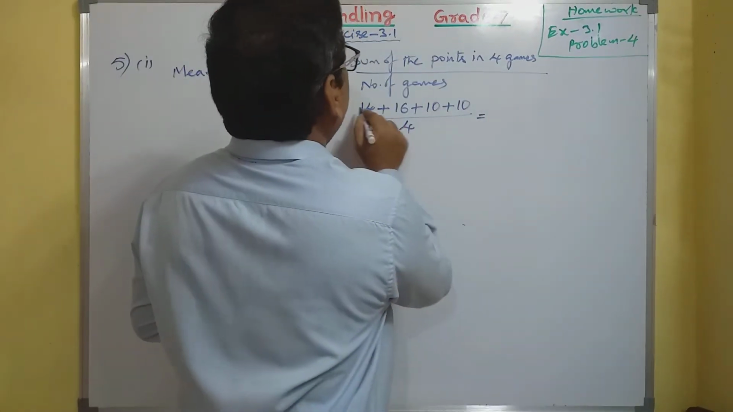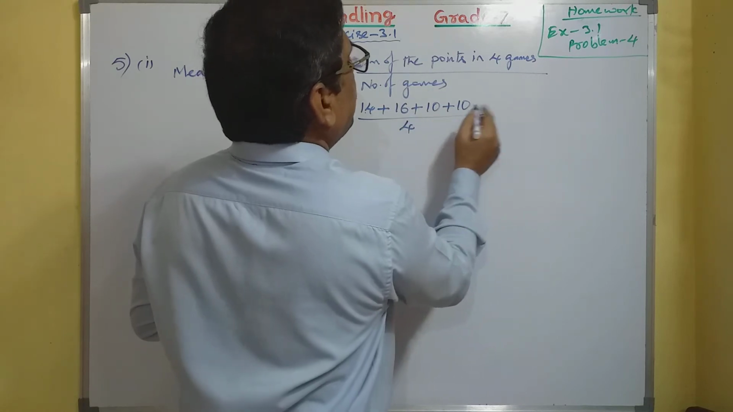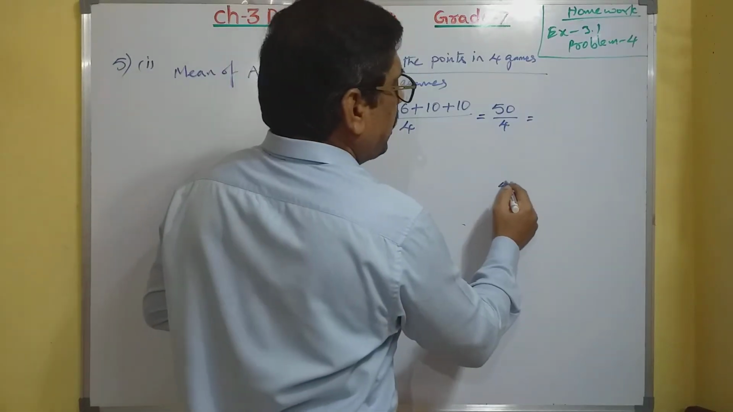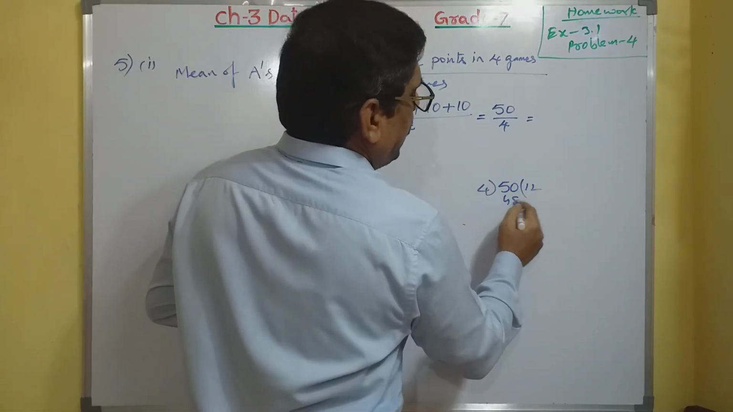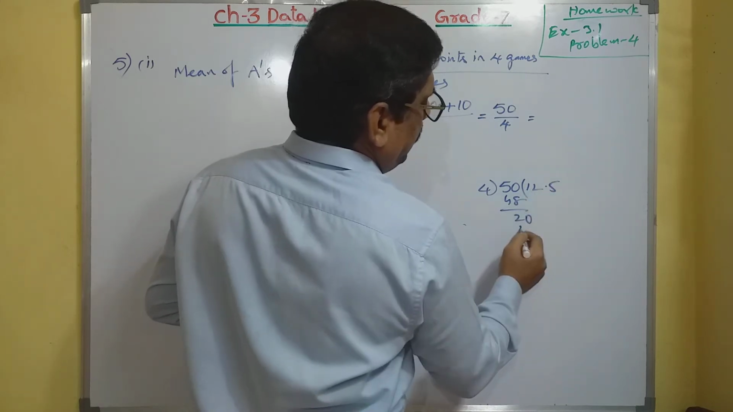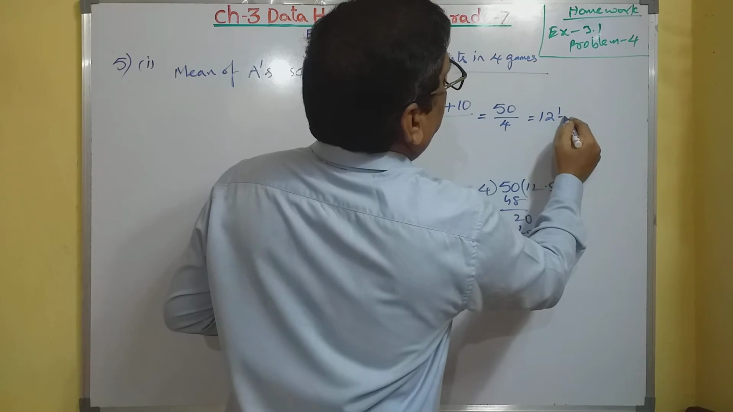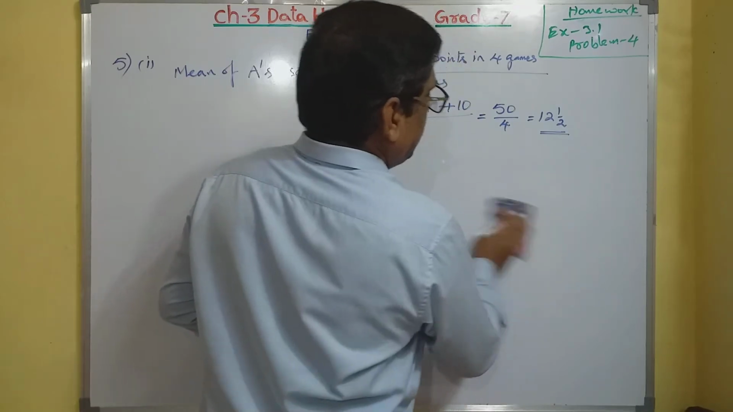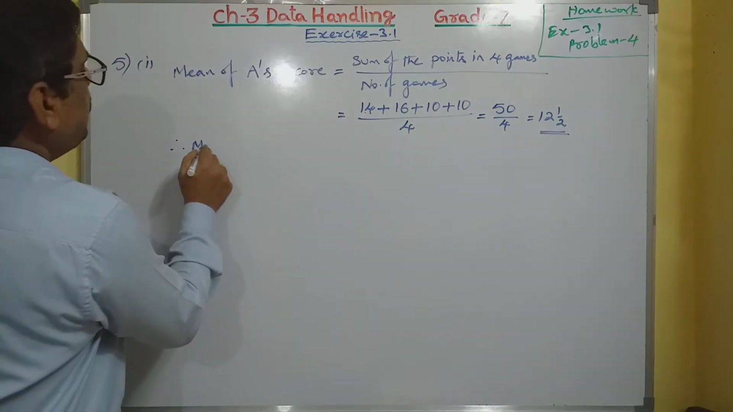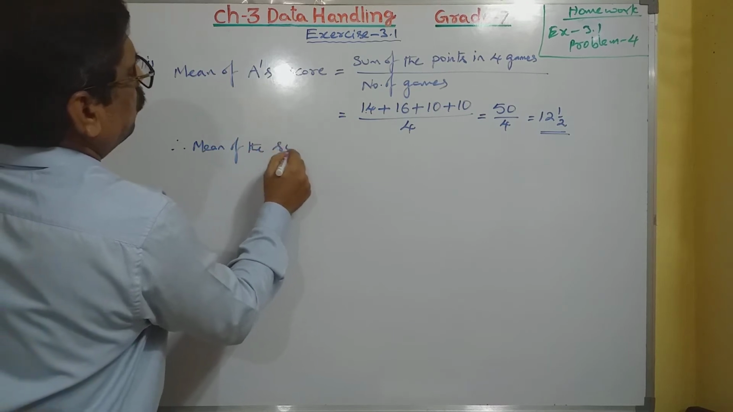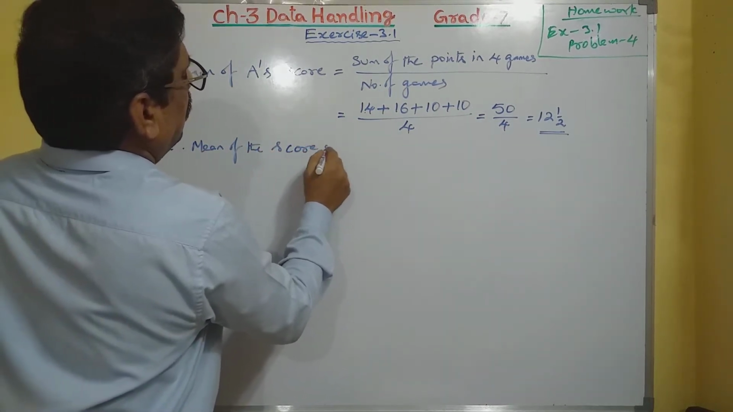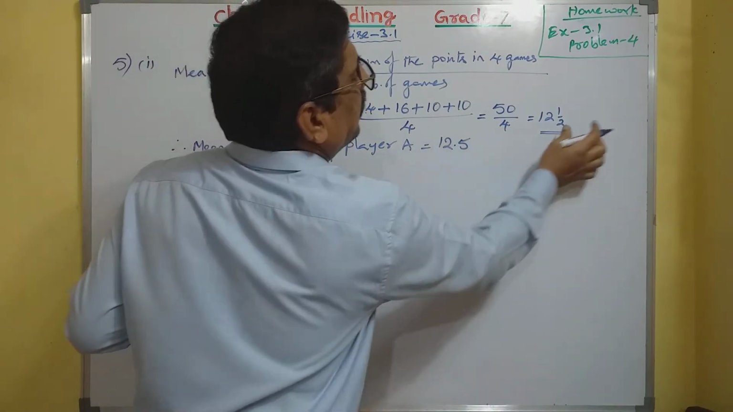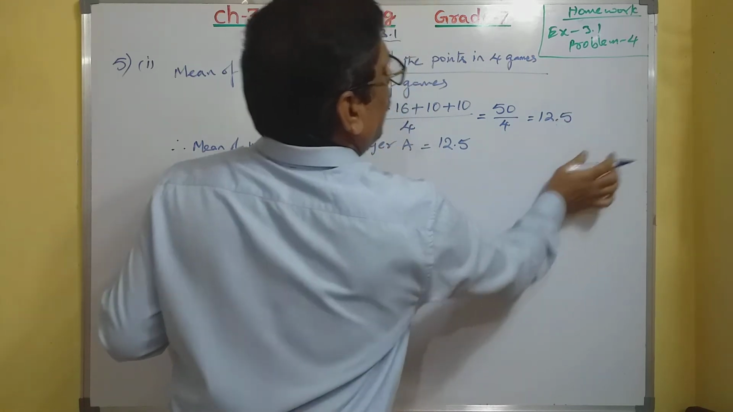So we have to add these observations, 14 plus 16, 30, 40 and 50 by 4. So 50 by 4 means we can divide like this, 4 12 are 48, 2.0, 4 5 are 20, 0. So 12.5 or 12 and half is the average score of the player A. So therefore, the mean of the score of player A is equal to 12 and half or 12.5. We can write it as 12.5 also.